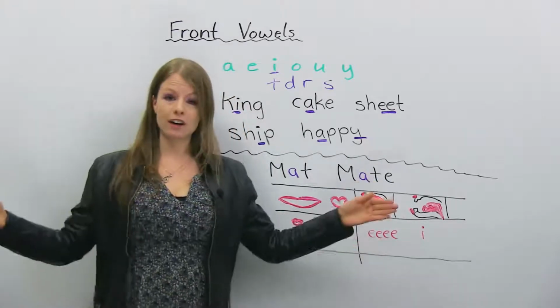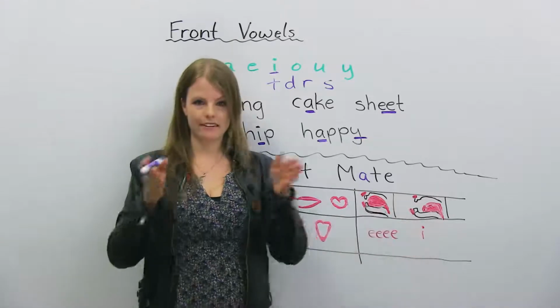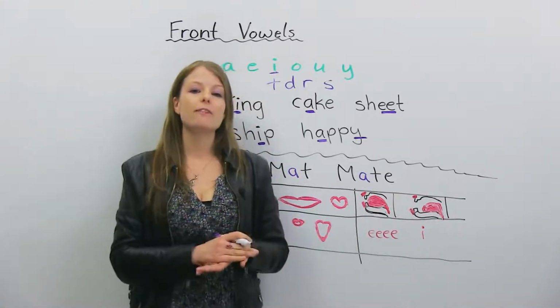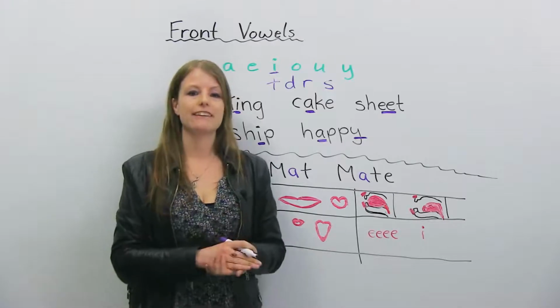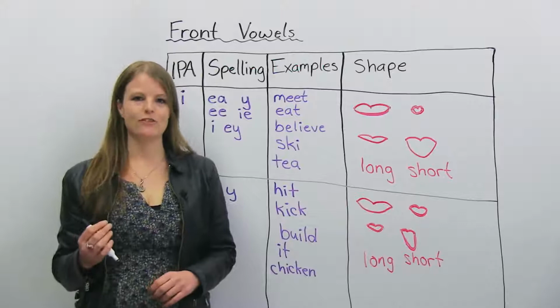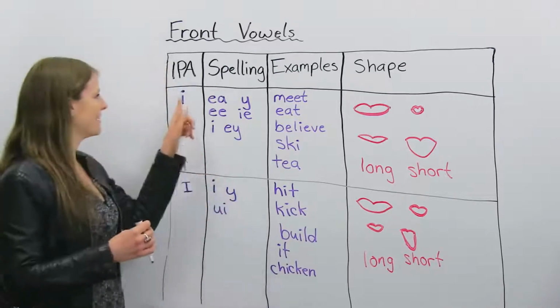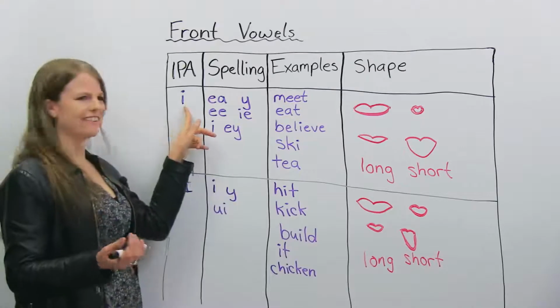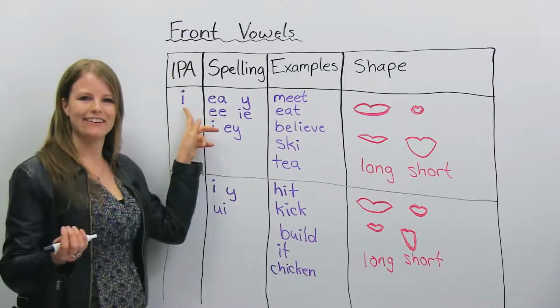This is very long, whereas this is a very short sound. Okay, so now let's learn about the 5 different front vowel pronunciations. So the very first sound we're going to make today is the E sound. So you might be wondering, why is this an I if it's an E sound?